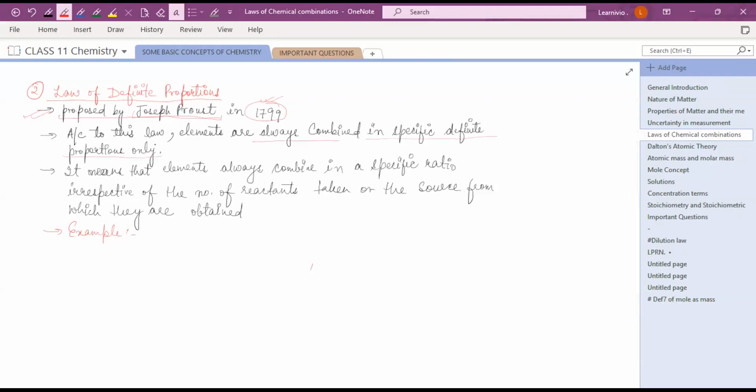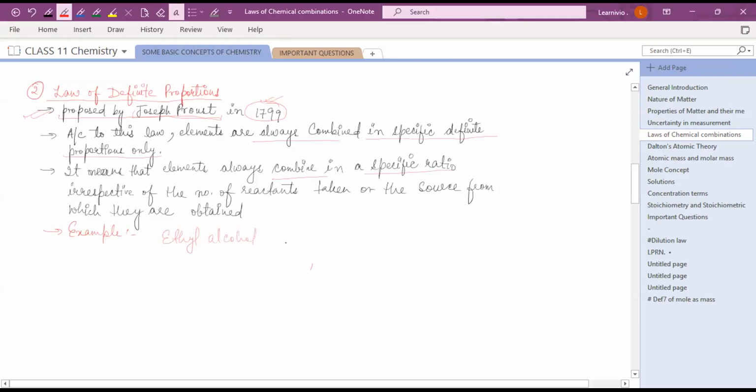Means elements always combine in a specific ratio, irrespective of how many reactants are there, right? It doesn't depend on the number of reactants. It only gives you the specific ratio. Let's see by doing some example. For example, ethyl alcohol.